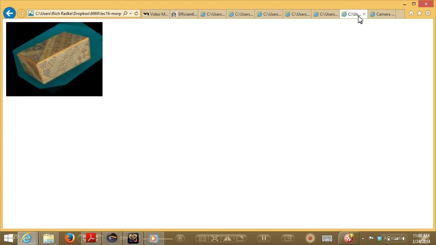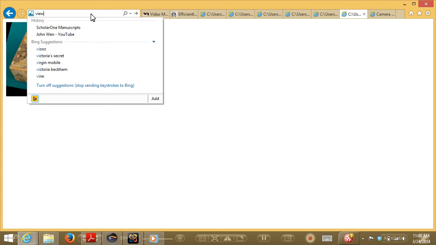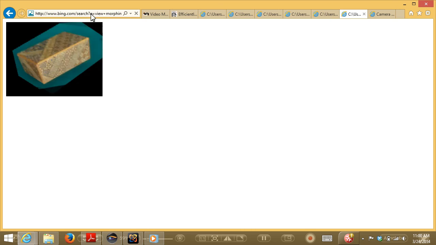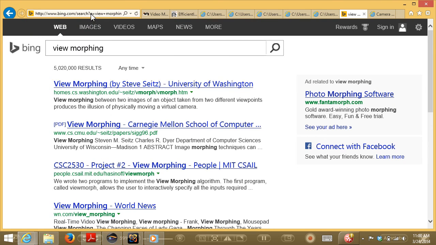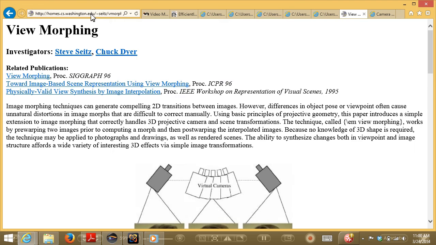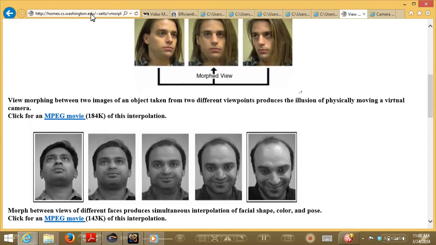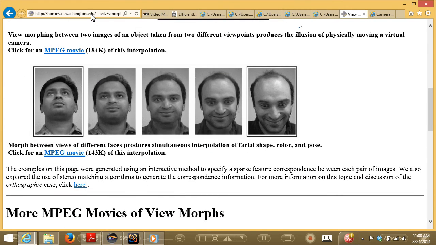And actually I don't have a great example of that here, although maybe if I were to just Google it, I would see the famous view morphing example. What they did for The Matrix? Yeah, we'll talk about that in just a second. So yes, this is related to The Matrix.